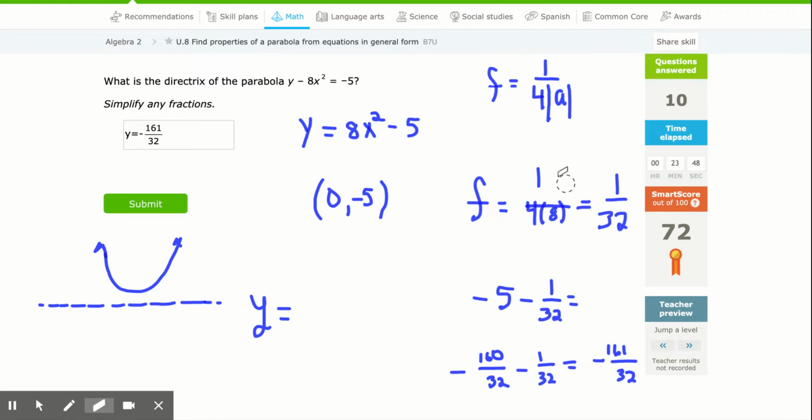I find my focal length by taking 1 and dividing it by 4 times the value in front of the squared term, which is 8, which is 1 over 32. That's my focal length. So I need to add or subtract that. But this parabola, since the x squared is positive, is opened up. The directrix is a horizontal line below the vertex by 1/32. So I have to minus 1/32 from the y value, which is negative 5, minus the 1/32, get a common denominator, and I get negative 161 over 32. And so my directrix is the equation y equals negative 161 over 32.